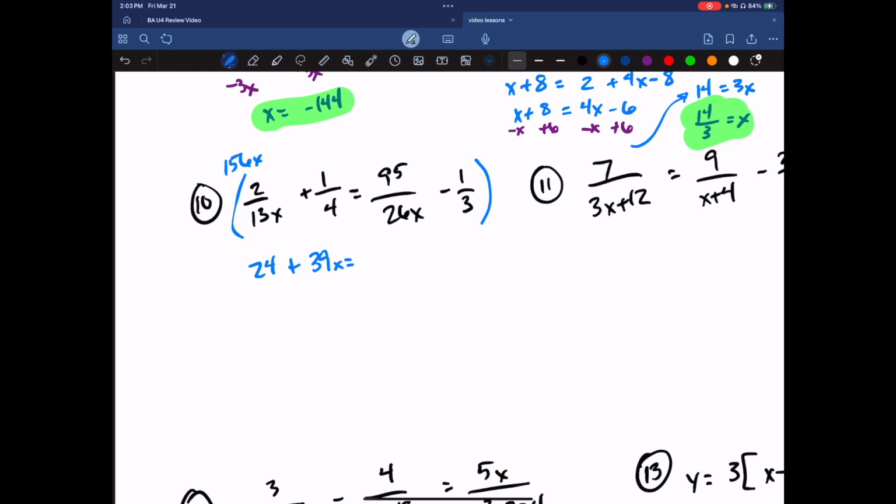6 times 95 is 570. All right, the x's cancel. 3 goes into 156 52 times. And then, of course, you have an x. Okay. All right. I'm going to add 52 to both sides.